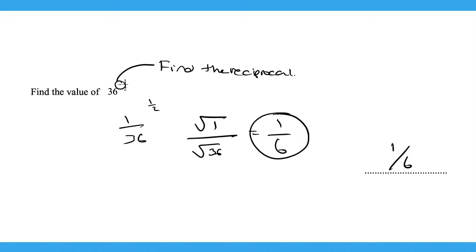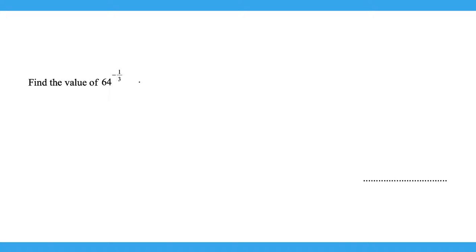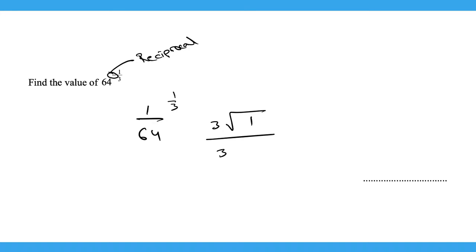Next question. It says find the value of 64 to the power of negative a third. Again, we have a negative, so what we're going to do is find the reciprocal. So the reciprocal of 64 is just 1 over 64, and that's to the power of a third. And remember, whenever anything is to the power of a third, that means you need to find the cube root. And because it's a fraction, you will find the cube root of both sides. So the cube root of 1 over the cube root of 64. The cube root of 1 is just 1, and the cube root of 64 is 4. So our answer is 1/4.